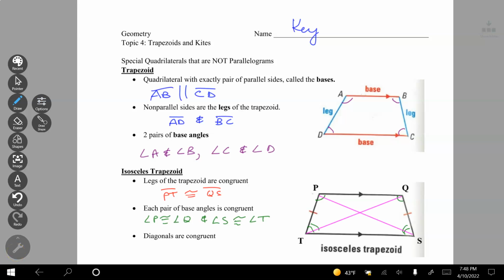And finally, the last thing here, if you can see I did it in pink, the diagonals are going to be congruent. So PS will be congruent to QT. They don't bisect each other like in the parallelograms, but the diagonals are congruent.